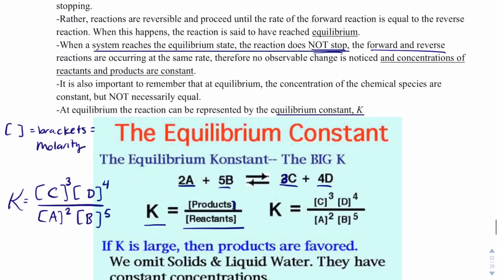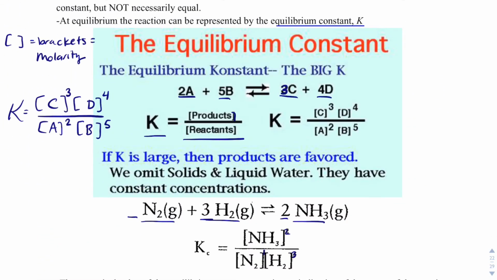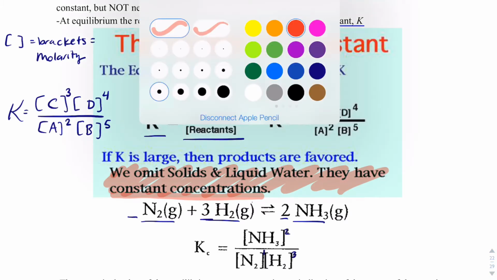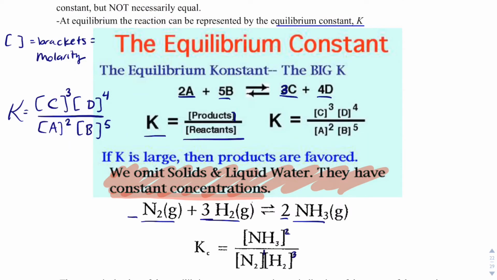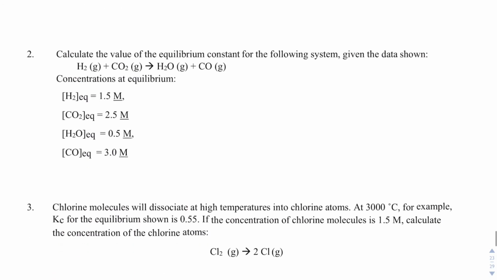The one thing that's a little bit weird here that I'm going to highlight in red is that we omit solids and liquid water. They have constant concentrations, and that's going to come up later. That's just something some people forget, at least at first while they're learning equilibrium.